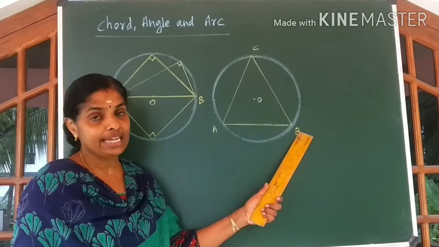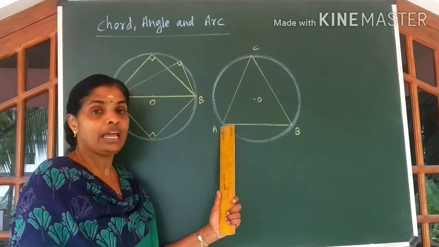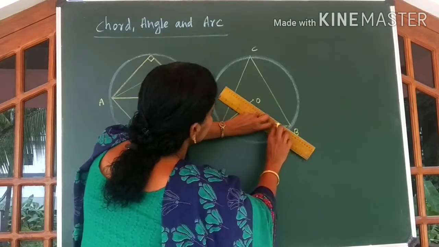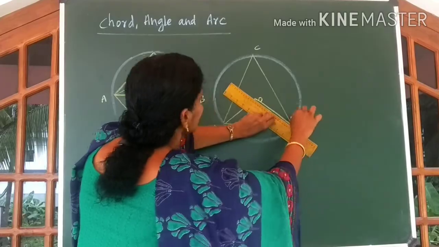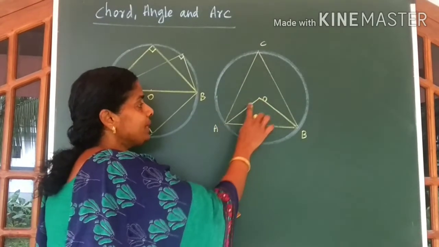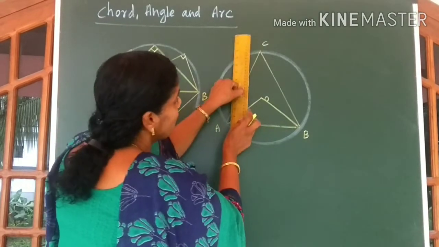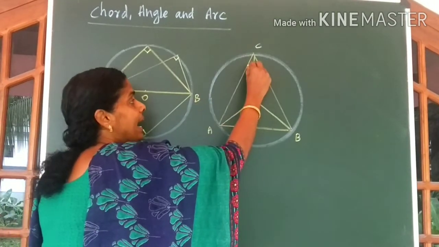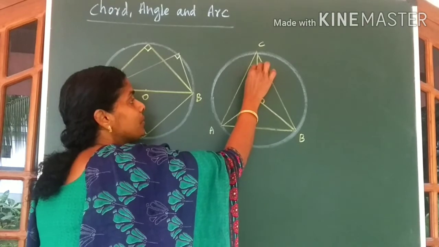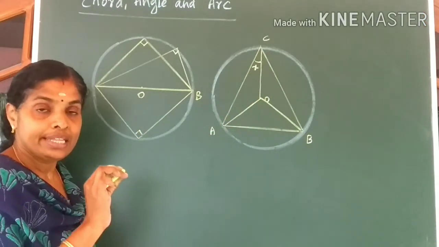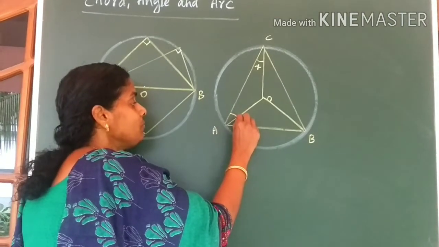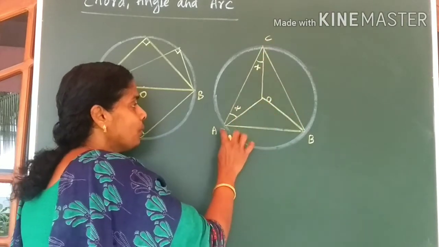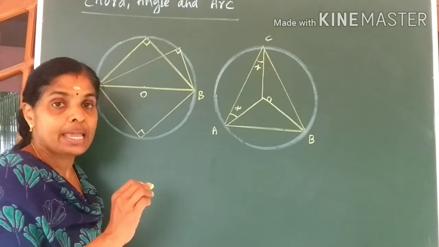To prove it, let us join O to A and also O to B. Now we have joined O to A, O to B. Let us join O to C also. Now let us consider the angle formed here to be equal to X. Then what happens? This angle will also be equal to X. It is because OC and OA are the radii of the same circle.